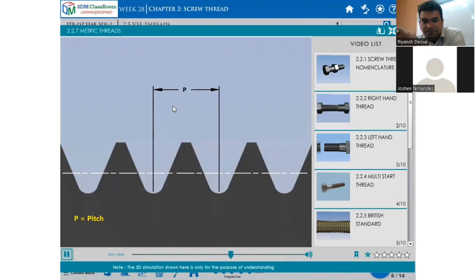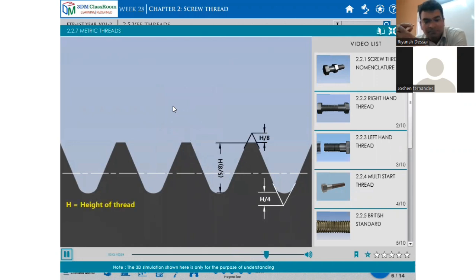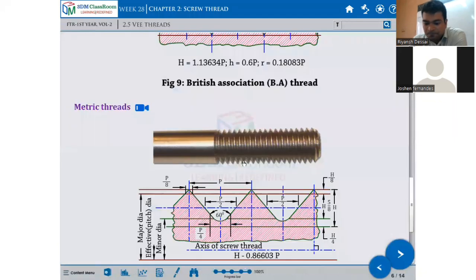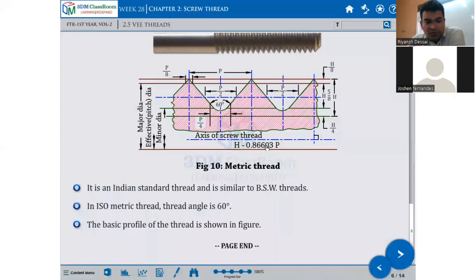which is equal to T. H is equal to height of thread. H is equal to H by 4 plus 5 by 8 H plus H by 8. This metric thread looks like this. See the picture shown in the slides. It is an Indian standard having 60-degree angle, and the basic profile of this thread is in the figure.